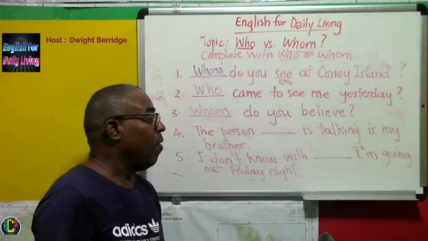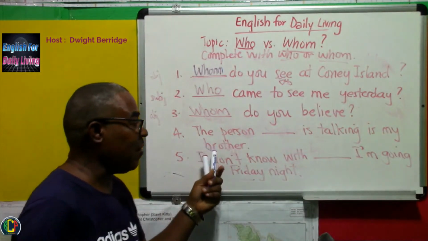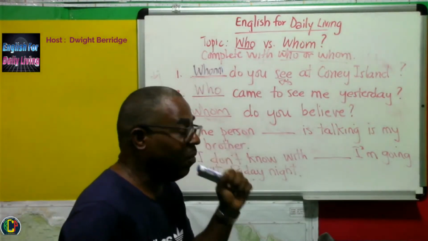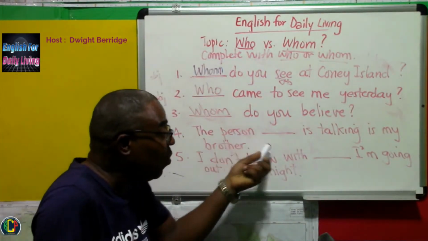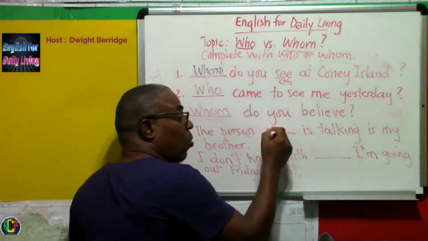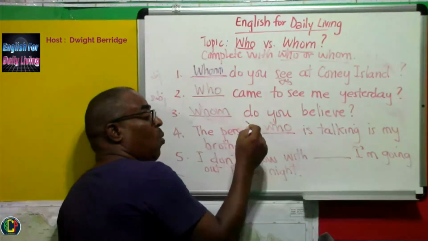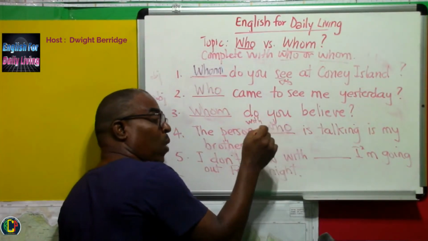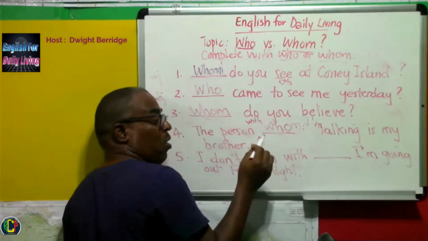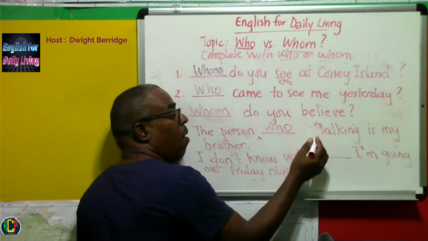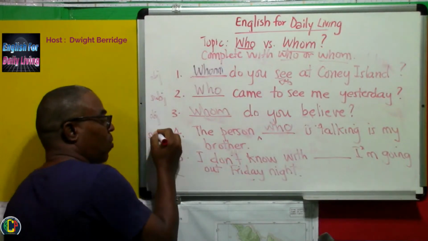Number 4, the person dash is talking is my brother. The person, the question is in the subjective case, who is talking? The person who is talking, he is talking, so it's who. Now, if we were to say the person, and I put a preposition here, the person with whom, I would have to say with whom I'm talking. With whom I'm talking, then that would be a different story. But the person who is talking is my brother. The last one. So that one is subject.